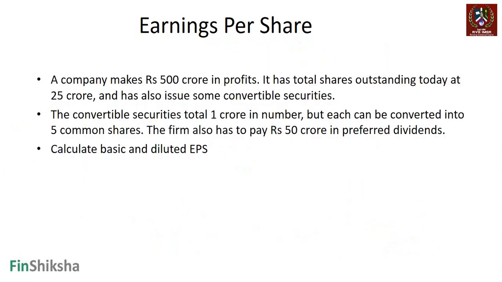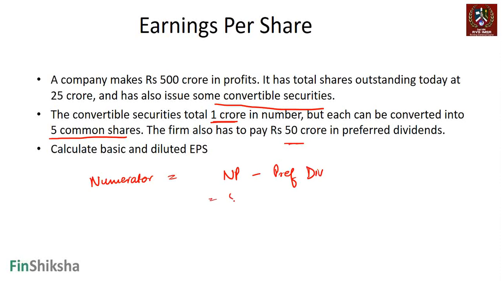So simple. Let's take another example. A company makes rupees 500 crore in profits. Total shares outstanding is 25 crore, and it has also issued some convertible securities. Total convertible securities are 1 crore in number, but each can be converted into 5 common shares. The firm also has to pay 50 crore in preferred dividends. So let's first look at the numerator very carefully. The numerator is going to be net profit minus any preferred dividend. So that's going to be 500 minus 50. So 450 crore. That's what we're going to divide.